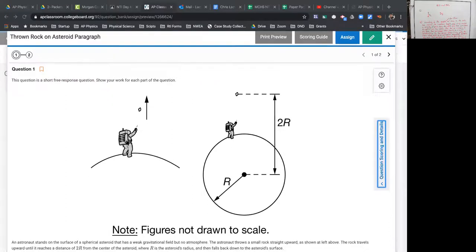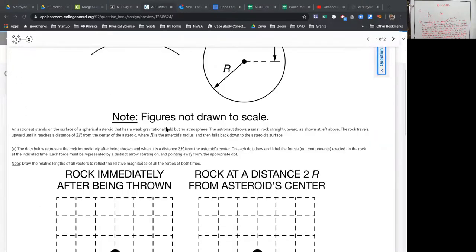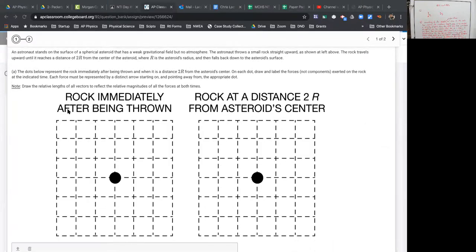So we have this astronaut. He's on an asteroid and he throws a rock up in the air, a distance of 2r measured from the center of the asteroid. All right. It says in here there is no atmosphere, but there is a weak gravitational field. Okay, good deal. What we got? There's a rock. Part one is to draw the relative lengths.